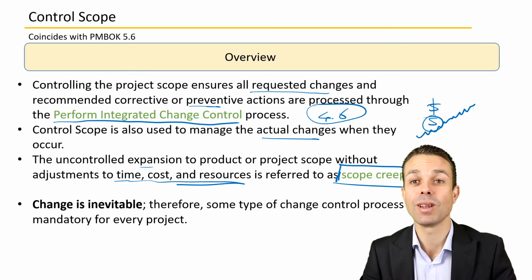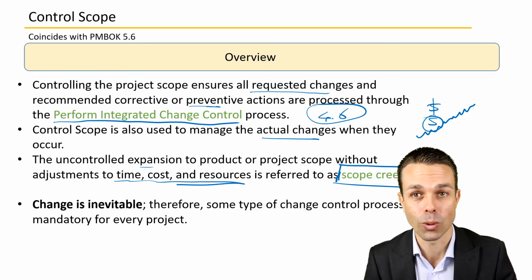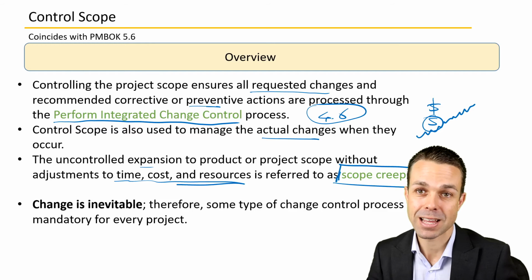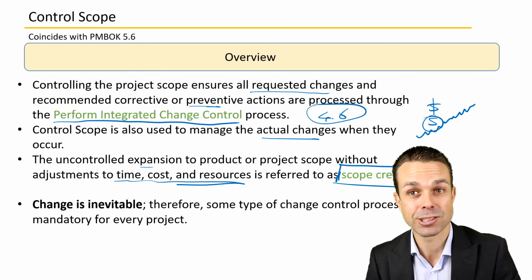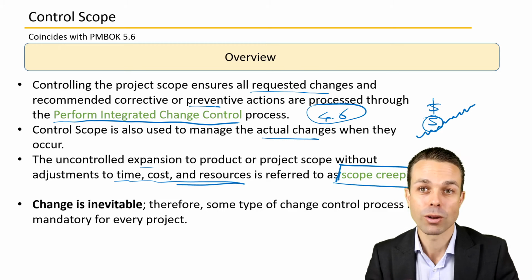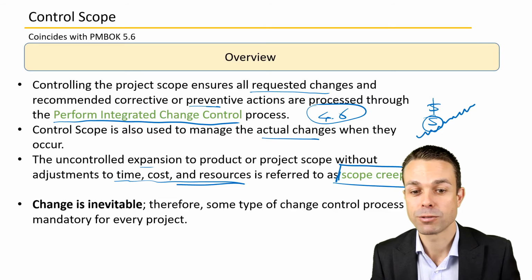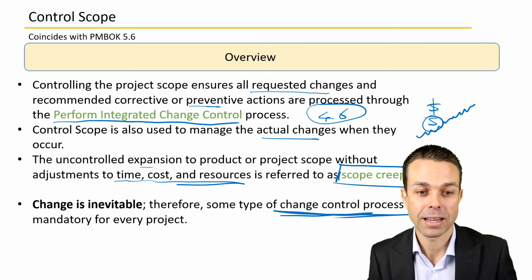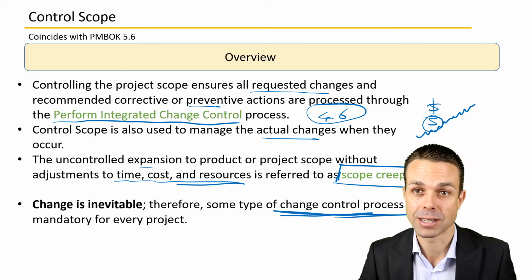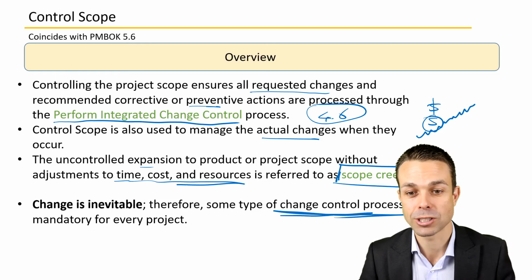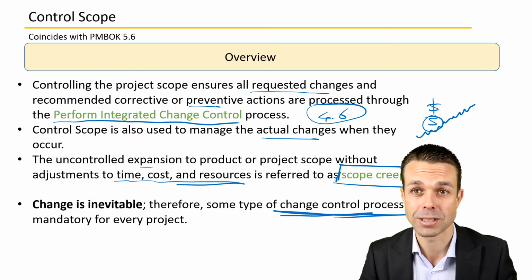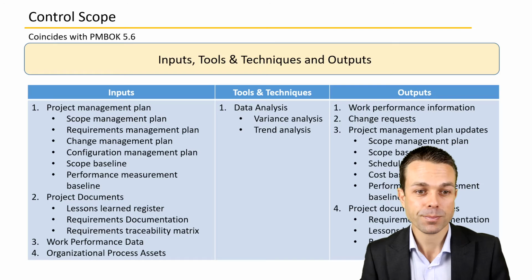So change will happen. You'll see it happen all the time. People change their mind. People see something and they decide it's not what they wanted. All of these will happen, and change will happen. Therefore, some type of change control process is mandatory for every project, so that we're making sure that those changes go through the proper process before they're approved.